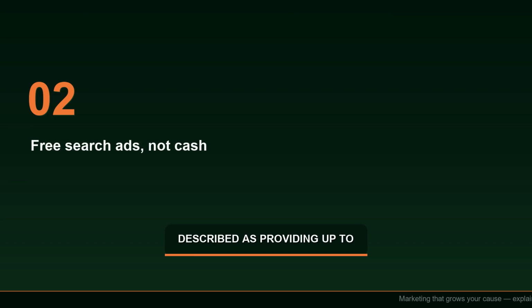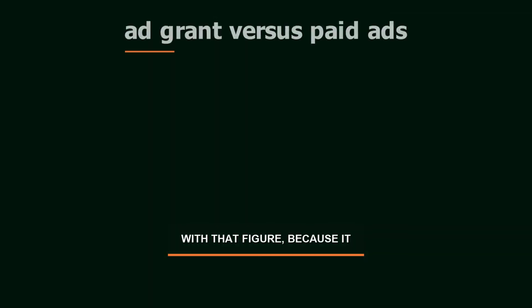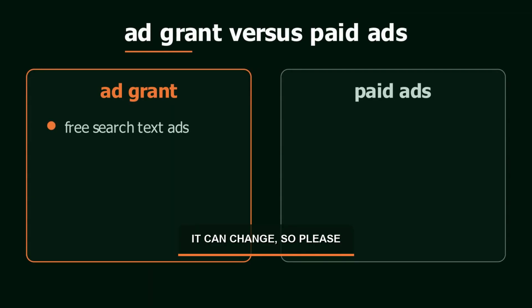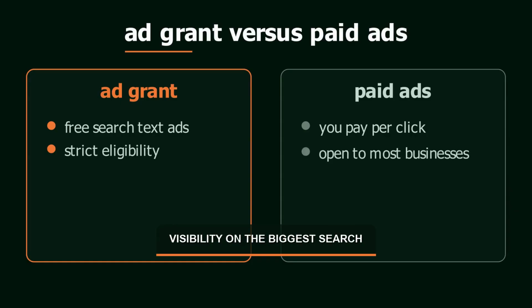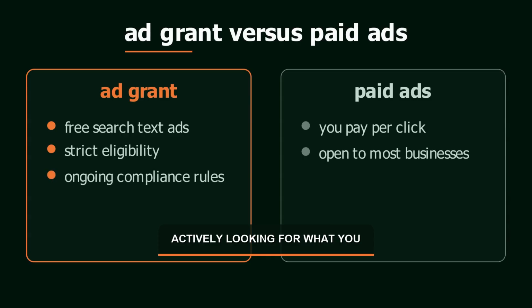It is commonly described as providing up to 10,000 United States dollars per month of in-kind search advertising. I want to be careful with that figure because it is set by Google and it can change, so please hear it as commonly described rather than guaranteed. The important idea is simple. This is a way for a small cause with a small budget to have real visibility on the biggest search engine in the world, in the moments when people are actively looking for what you do.